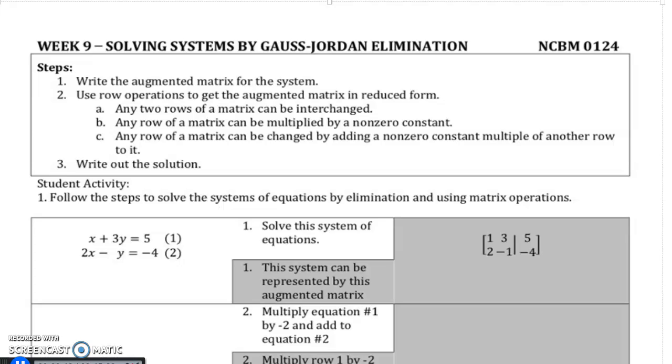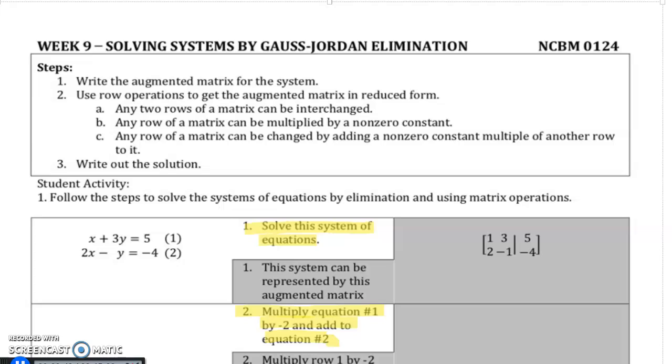We're going to go over the steps that are written down here, and what we're going to do is solve the system first, like if it was just an equation, and we will do that by following all the instructions that are not in the shaded area. So let's get started. First, we write the augmented matrix for the system.